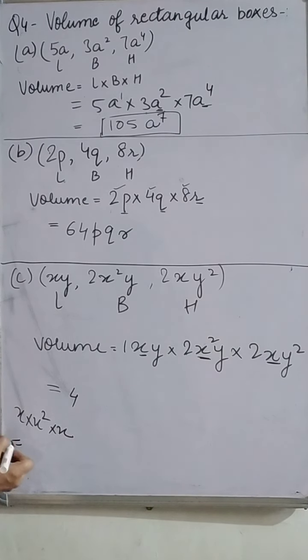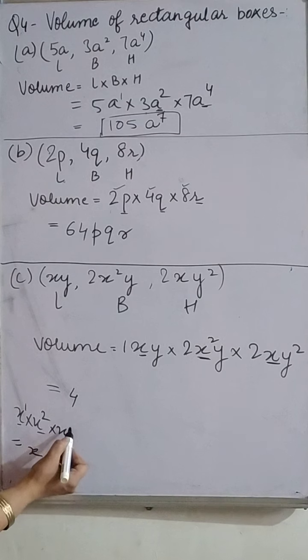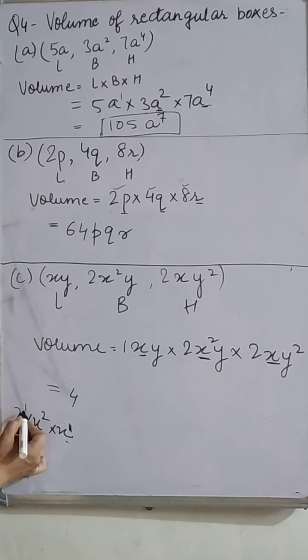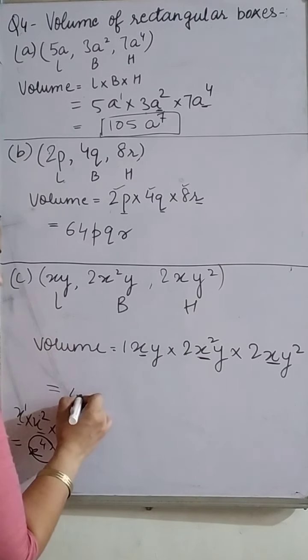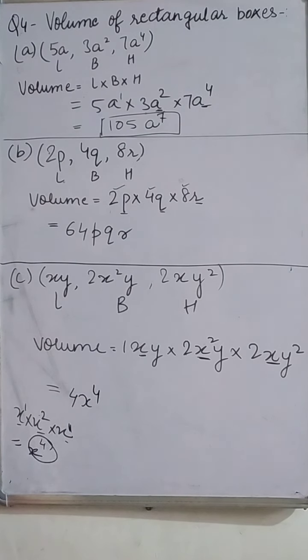Since we are multiplying terms with the same base, the base remains the same and we add the powers. x, you can write this as x raised to power 1. In this we also write x raised to power 1. Now add the powers: 1 plus 2 plus 1. It is 4. So it will be x raised to power 4.